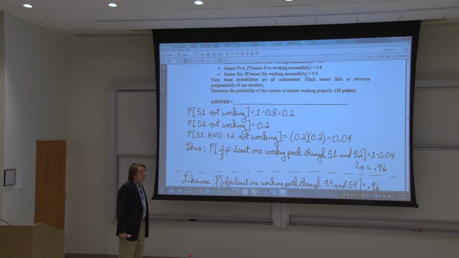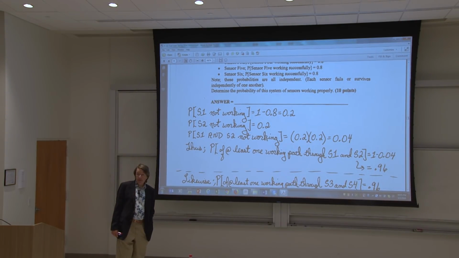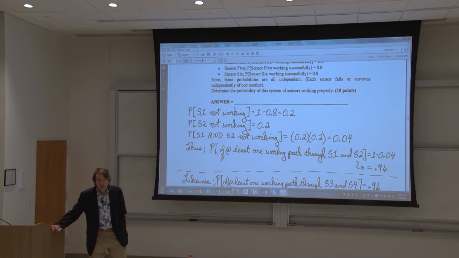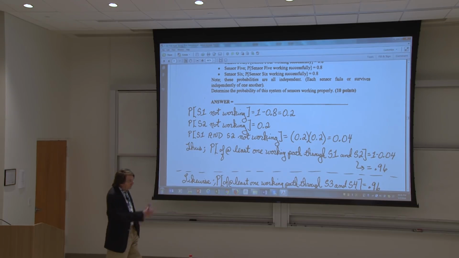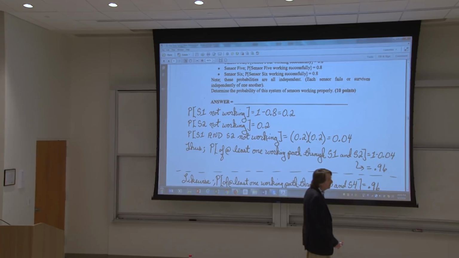The probability of sensor 1 not working, 1 minus p, is 0.2. Same for sensor 2 not working. And now the probability of sensor 1 and sensor 2 not working is 1 minus p times 1 minus p, which is 0.2 times 0.2. Okay. So that means the probability that we have at least that pair, some combination of at least one path working, is 1 minus that. So the probability of this grouping of sensors 1 and 2 working is 0.96.